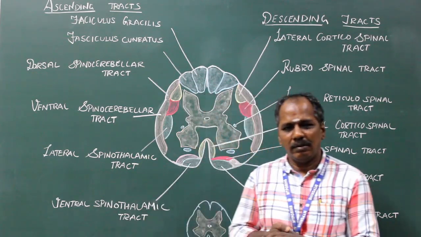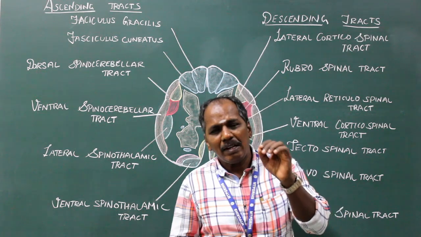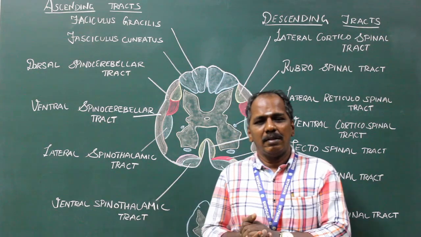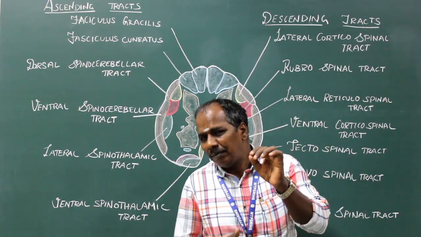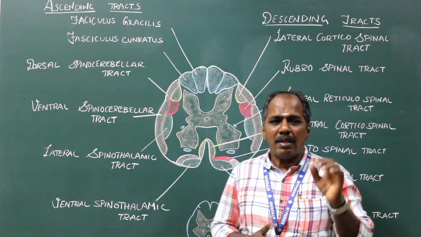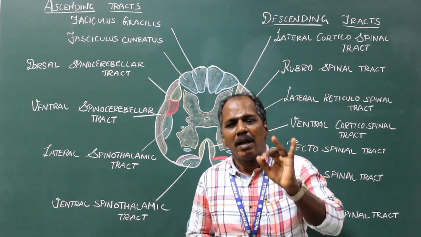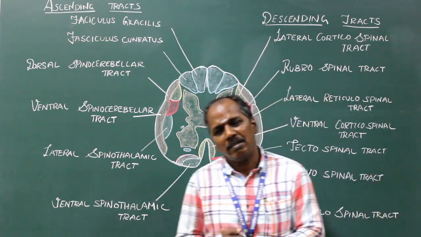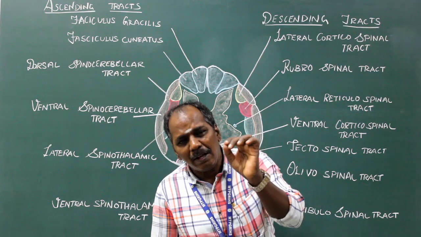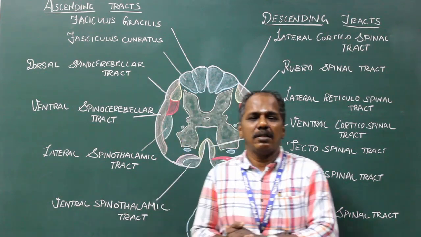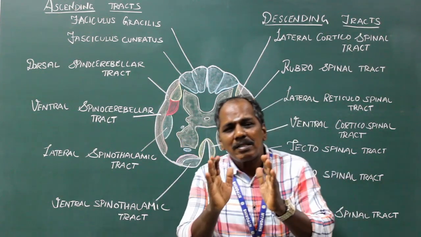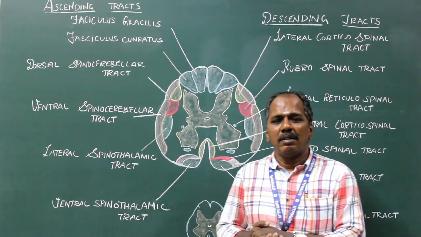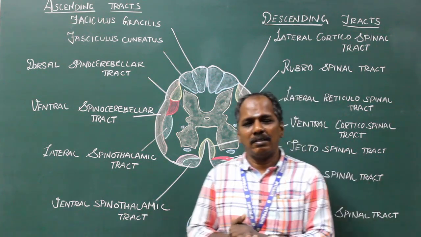Tracts. Tracts are defined as a collection of nerve fibers within the central nervous system which have the same origin, course and termination, or a collection of nerve fibers which connects two masses of grey matter within the central nervous system constitutes a tract.